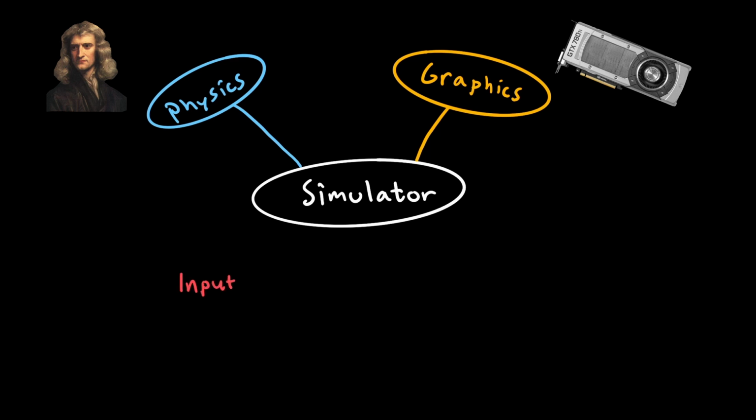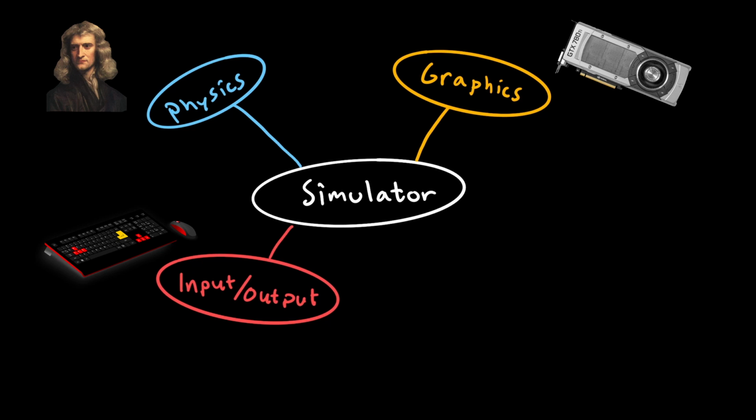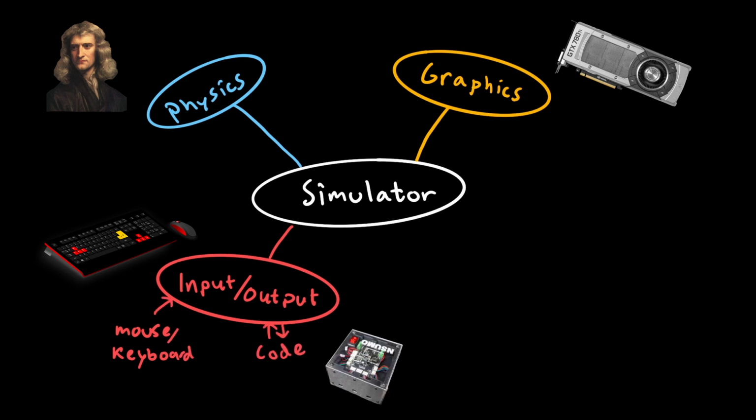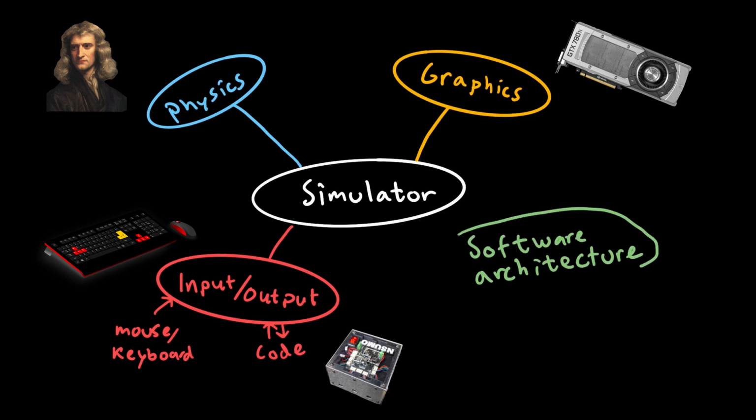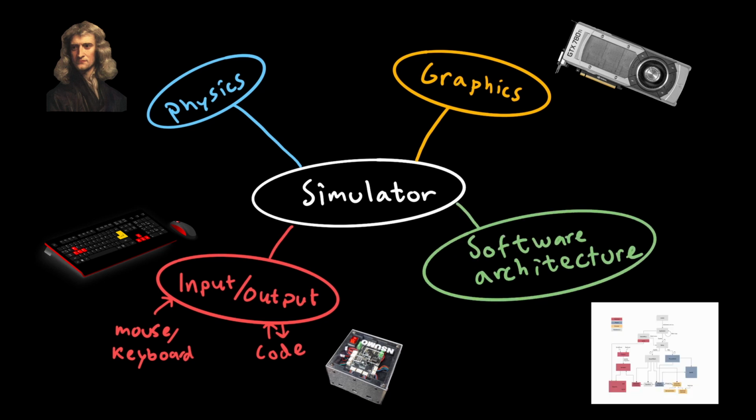Thirdly, it needs some sort of input and output system. The objects acting inside the simulation need to get their input from somewhere. This can, for example, come from a keyboard and a mouse, or from code, which is going to be the case when I simulate with the application code of my sumo bot. And finally, it needs a software architecture to glue everything together. I mean, the simulation scene and objects must be represented in some way, and there needs to be some sort of main loop to ensure everything gets executed in the right order.